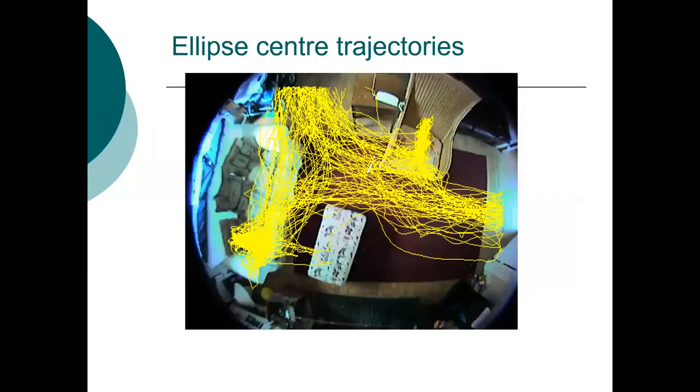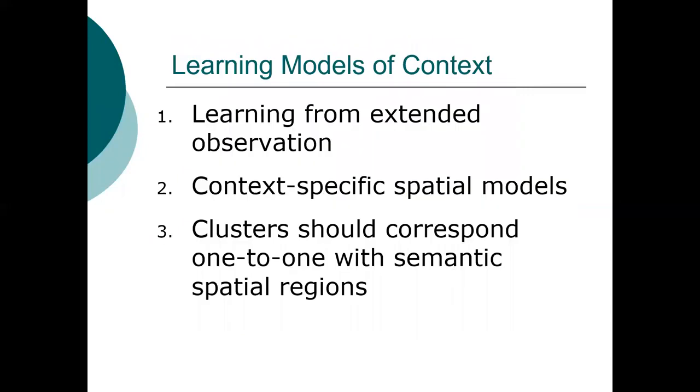Once we have done that, we track the person for a long time, over something like, I think it's exactly 100 times, and we used a Gaussian mixture to learn the inactivity zones. This is what we wanted to do: to learn from the extended observation the normal pattern of the person. We want to learn a context-specific spatial model, so we want to know exactly where he sits, where he exits, or where he enters the room.